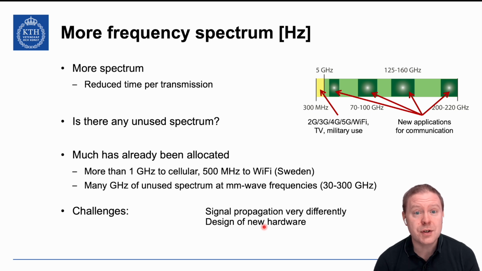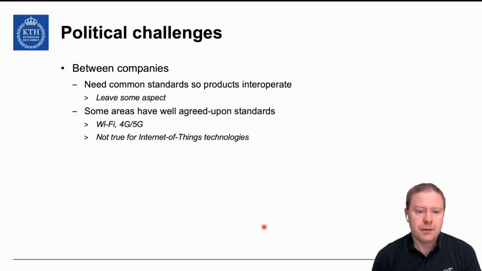So even if the 5G standard is already supporting the use of millimeter wave bands, so far the deployments haven't been that much because the need for it is not large enough yet and the hardware isn't mature enough. Finally, there are some political challenges.